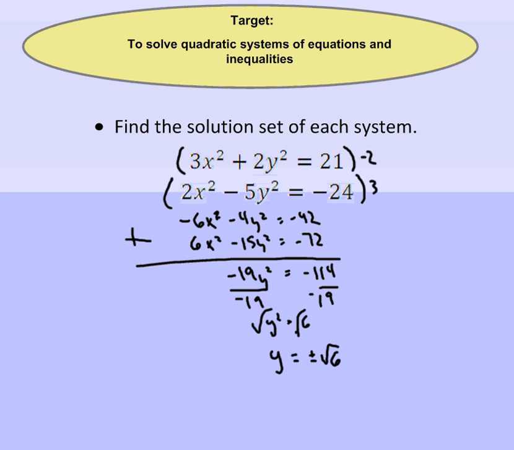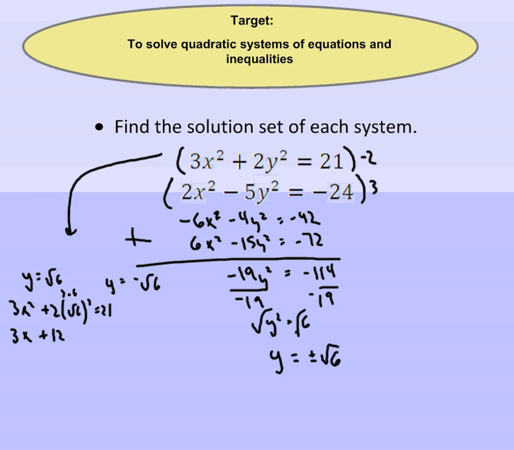So now when I want to solve for x, I have to solve for both cases. I have to solve for when y is equal to positive square root of 6 and when y is equal to negative square root of 6. I'm going to take the first equation to do this. I have my 3x squared plus 2 times square root of 6 squared equals 21. That's 3x squared plus 2 times 6, which is 12, and it equals 21. 3x squared now is equal to 9. x squared is equal to 3. So when I square root that, I get plus or minus square root of 3.